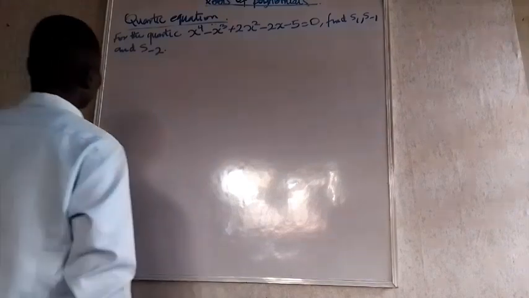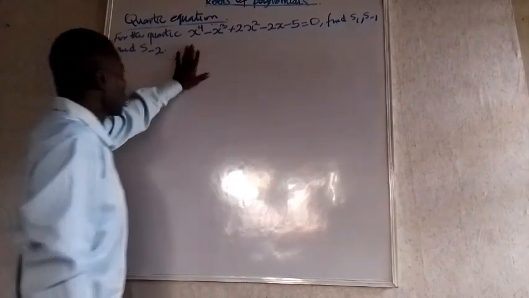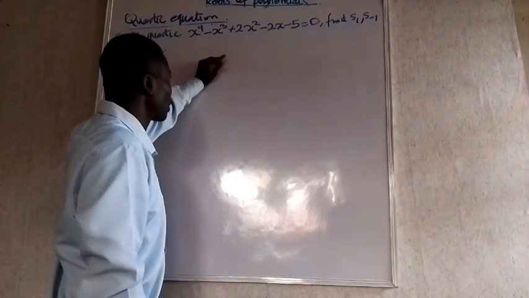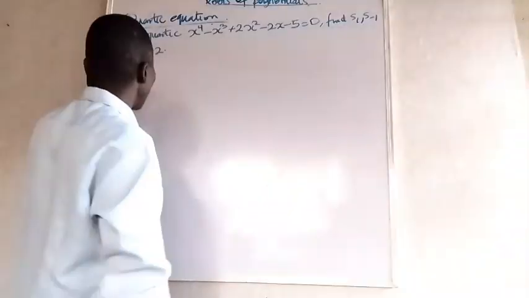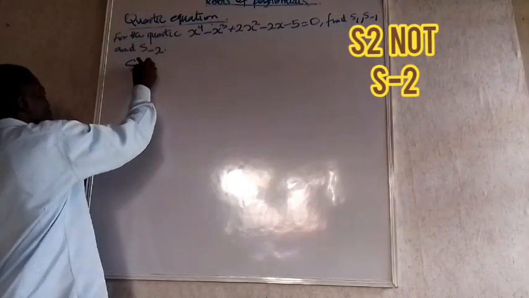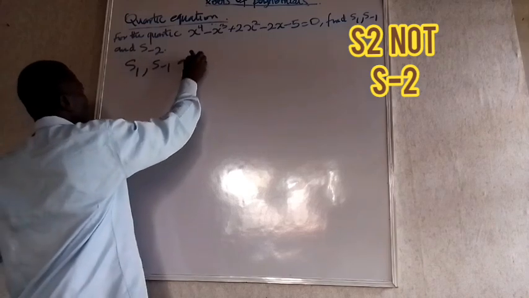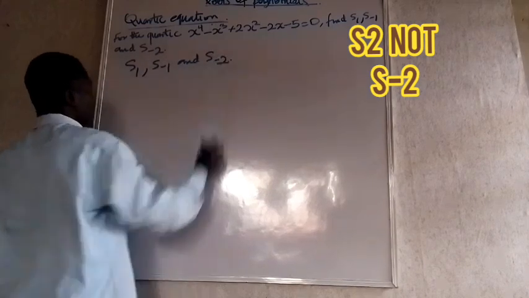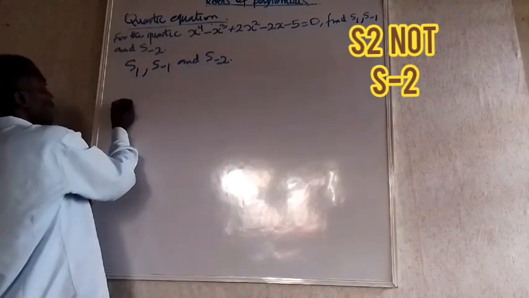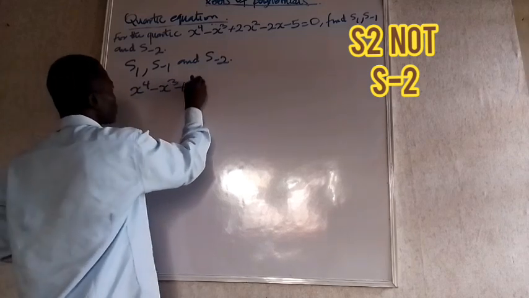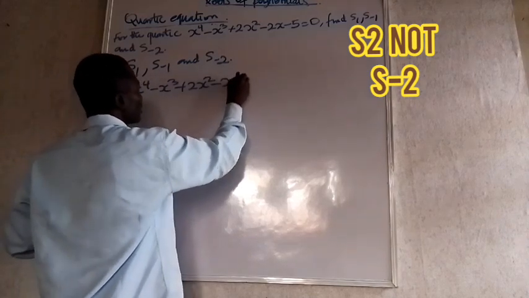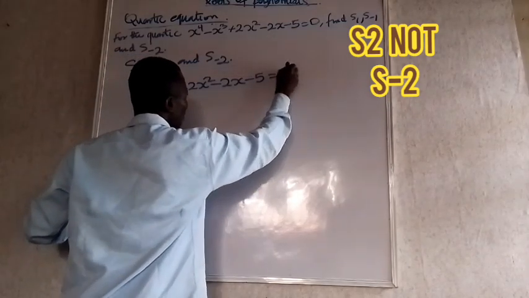For this quartic, we have x raised to the power 4 minus x cubed plus 2x squared minus 2x minus 5 equals 0. We have to find S1, S minus 1, and S minus 2. So what do we have? x raised to the power 4 minus x cubed plus 2x squared minus 2x minus 5 equals 0.